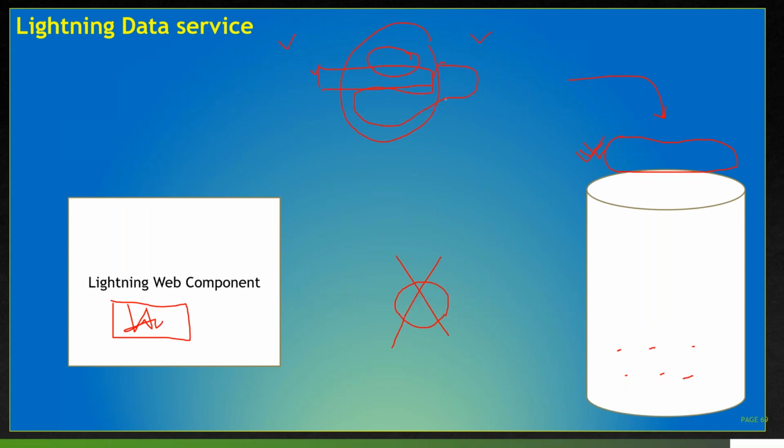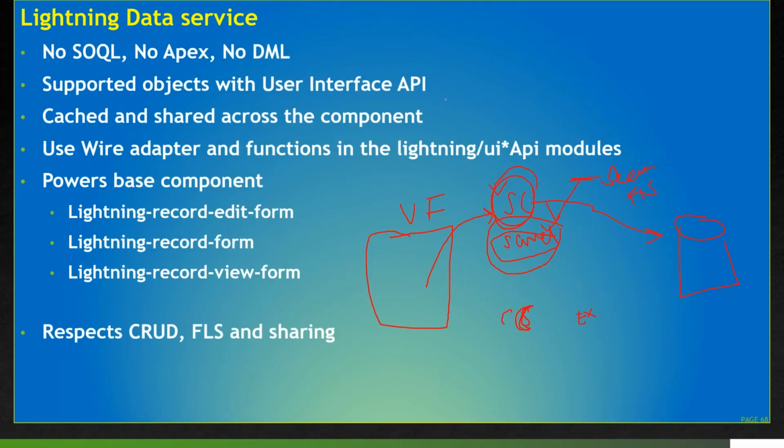Okay. So now let's theoretically understand what this LDS is and what happens. Whenever I am going to write LDS, I am not going to use any SQL. Without writing a SQL statement, I can get my data. Or without writing any Apex, I can access my data. I don't want to explicitly write any DML like insert, update. I can manipulate my data with my LDS service.